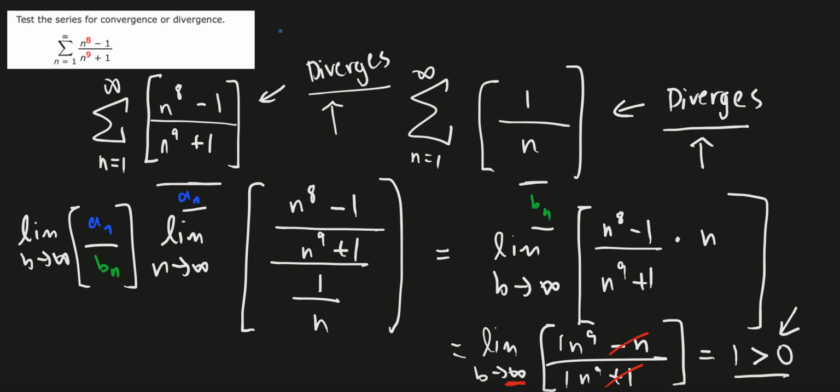So we end up getting to the conclusion of this, so test the series for convergence or divergence. This is divergent, or the series diverges, and we are done. So we'll do more of these.